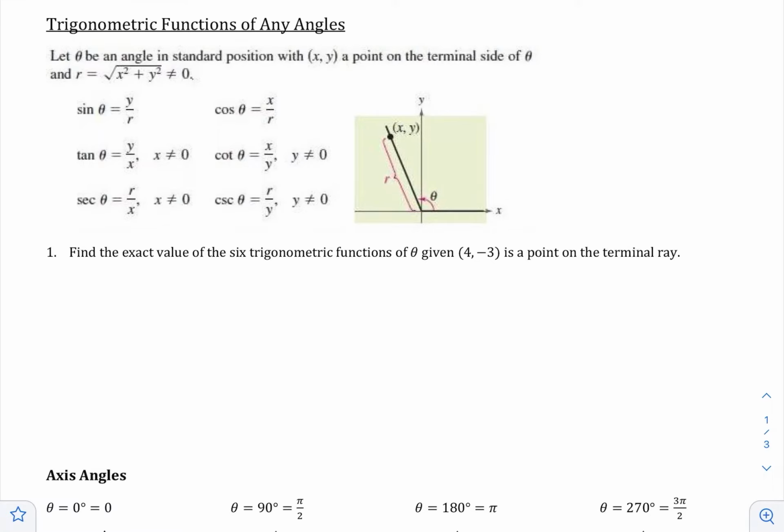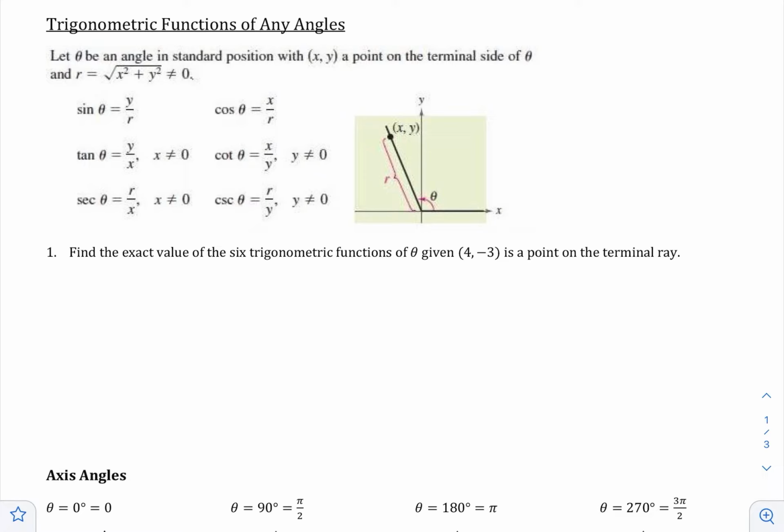So now that we have defined a trig function for an acute angle, so an angle in quadrant 1, we're going to look at the definition of a trig function of any angle. So whether it lands in quadrant 2, quadrant 3, quadrant 4, or on an axis angle. So we have a definition. Let theta be an angle in standard position, and x comma y is a point on the terminal side.